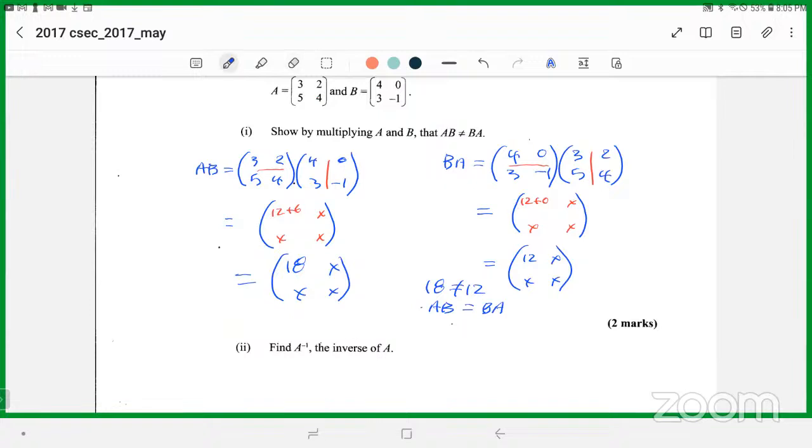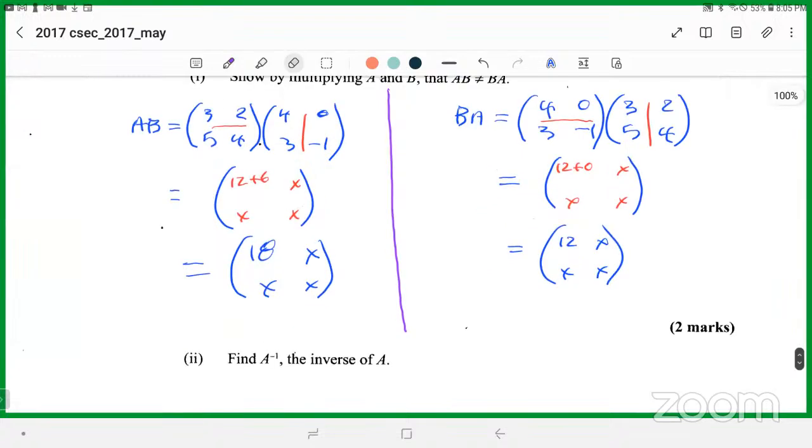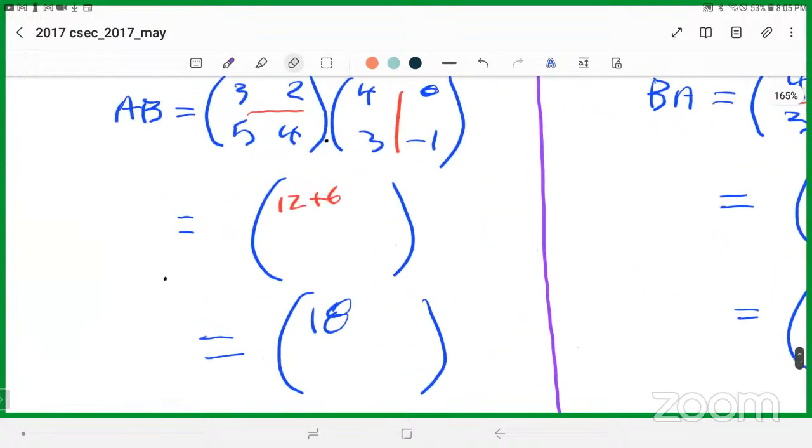But let's just complete one of them at least. And then we're going to say they're not equal here. I'm not doing any more on this one. Just that first value is sufficient. I'm going to finish this one for practice. All right. So that first value is 18.